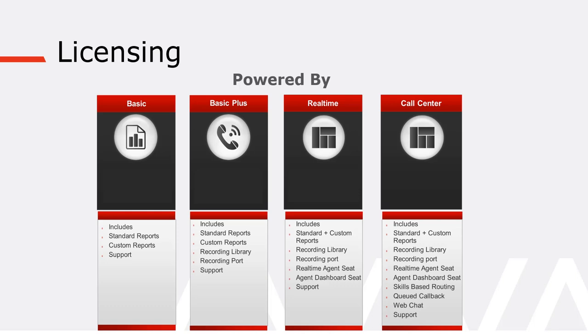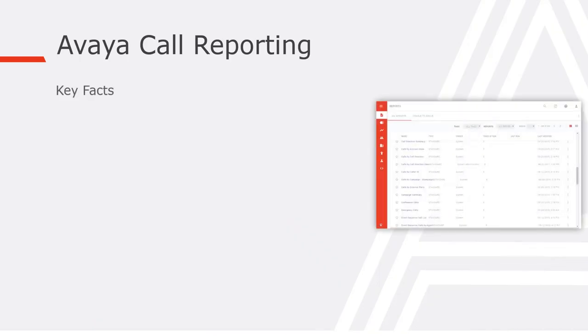If they need full-blown contact center, skills-based routing, queue callback, web chat, real-time, desktop, recording, and reporting, that's the contact center or call center license on the far right. And you can mix and match. Now, we'll go over the design aspect when we go over each of the modules. How do you design this in A1S? Okay, but before we do that, let's go over a few key facts.